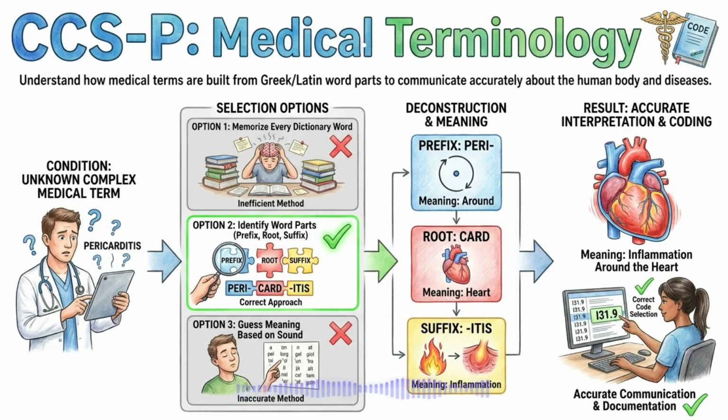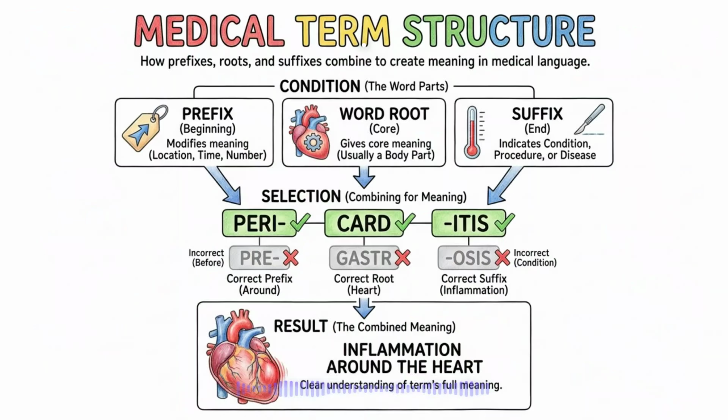Most medical terms are constructed using prefixes, roots, and suffixes that originate from Greek or Latin. By learning the most common word parts, you can figure out the meaning of complex medical conditions you have never seen before. Let us look at how these word parts function together to create meaning.